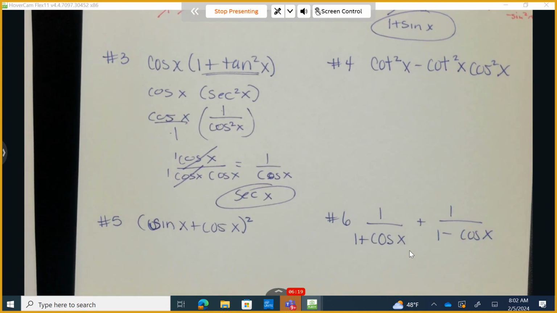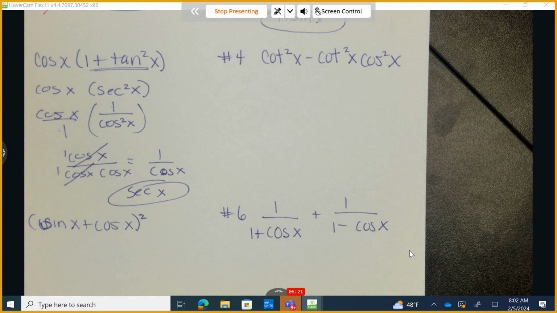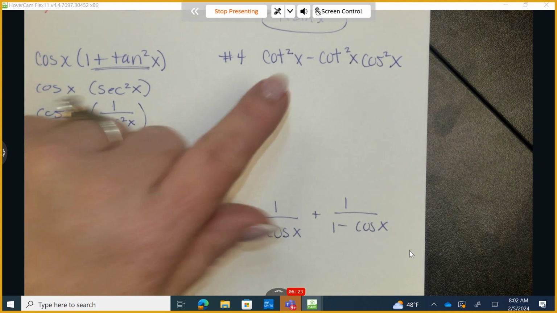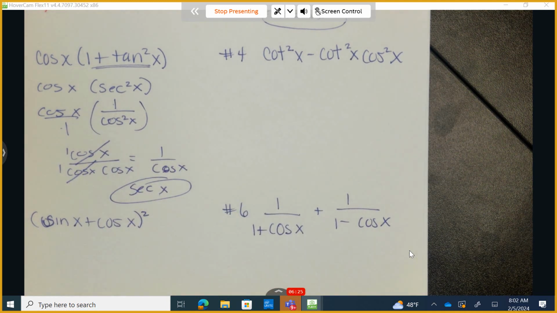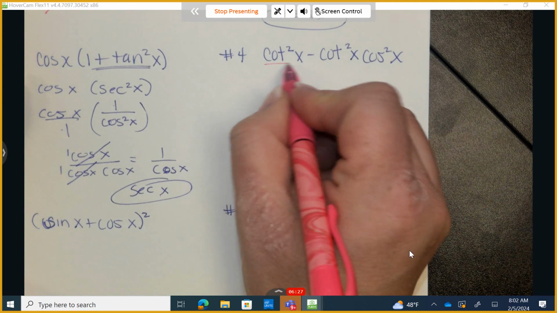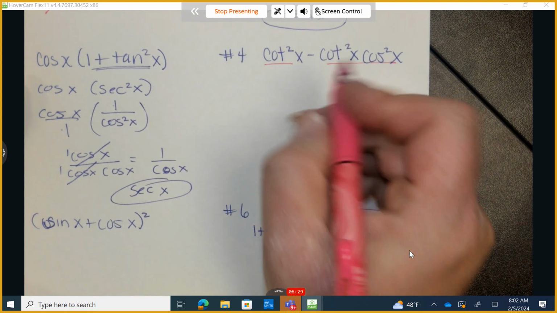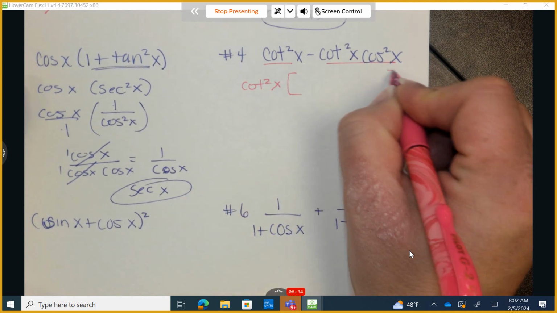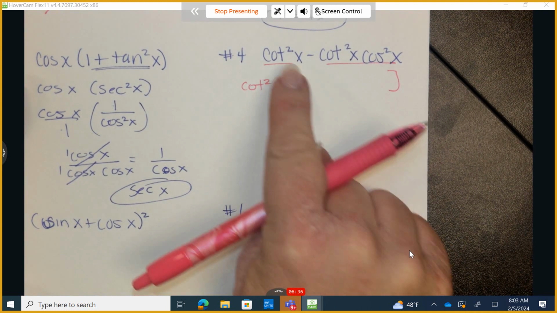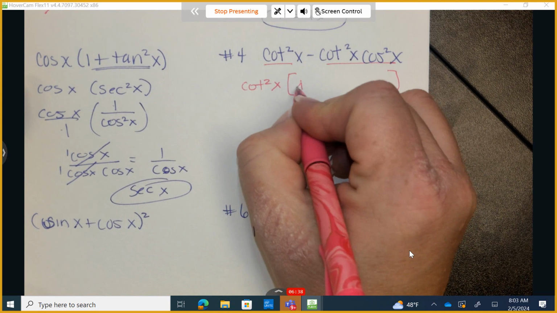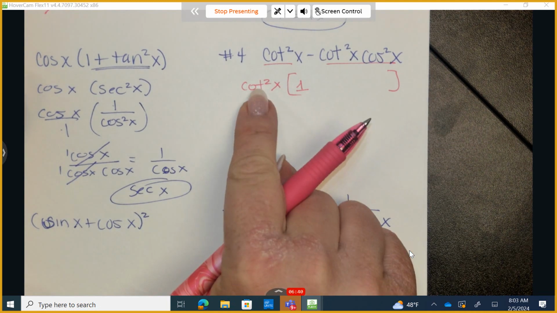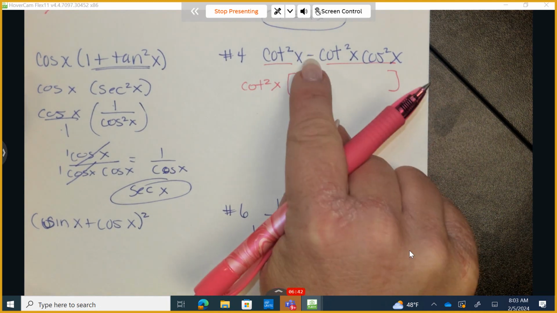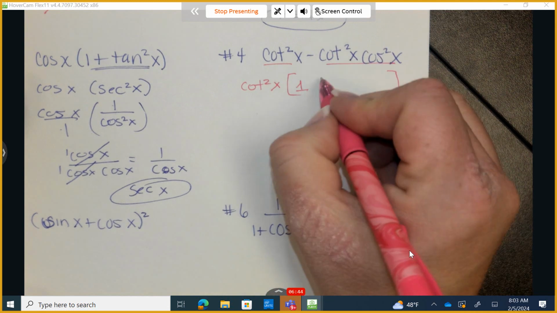Let's look now at number 4. When I look at the left and I look at the right, I notice they both have a cotangent squared. So I'm going to factor out a cotangent squared out of these quantities. So cotangent squared x. And now what goes inside? Cotangent squared x times what equals cotangent squared x? Cotangent squared times what equals a negative cotangent squared cosine squared?